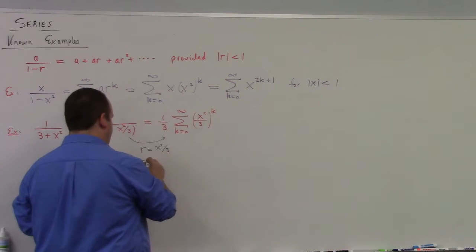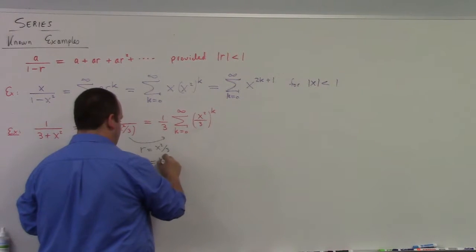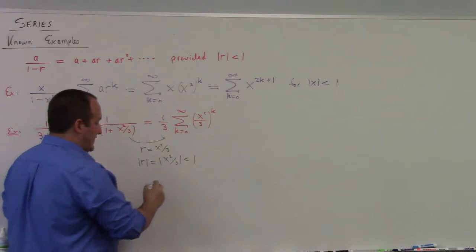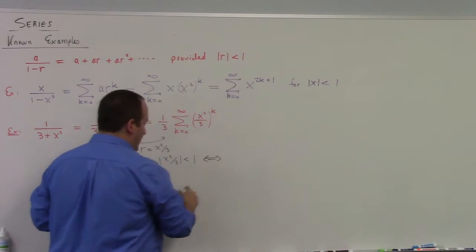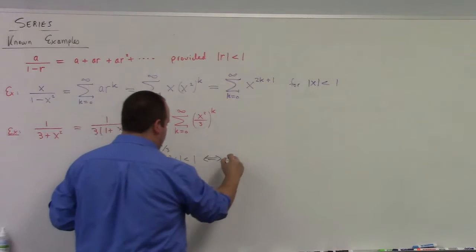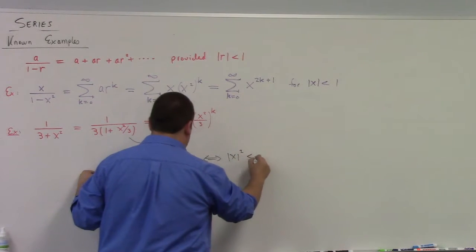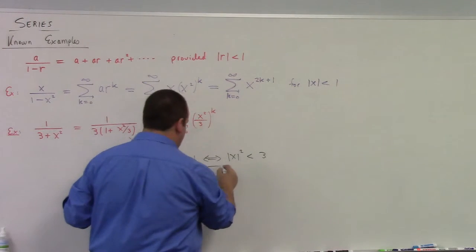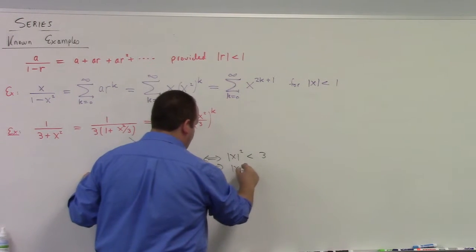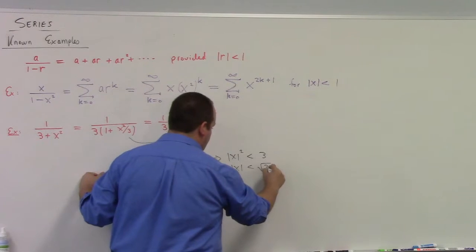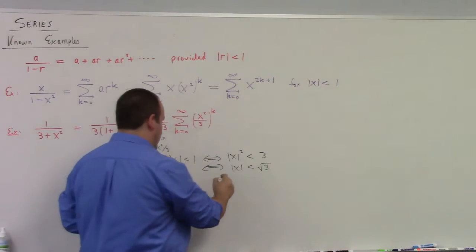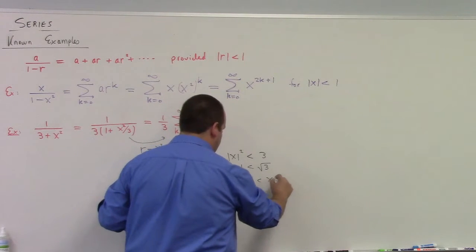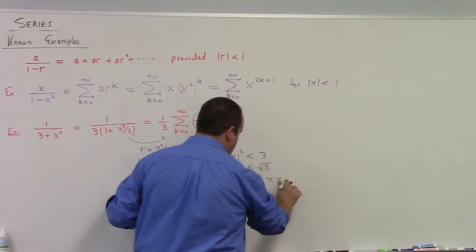So the absolute value of r being less than 1 is the absolute value of x squared over 3 being less than 1, right? But what's that? That's the same as the absolute value of x squared being less than 3, aka the absolute value of x being less than the square root of 3, also known as minus root 3 less than x less than root 3. No equality.